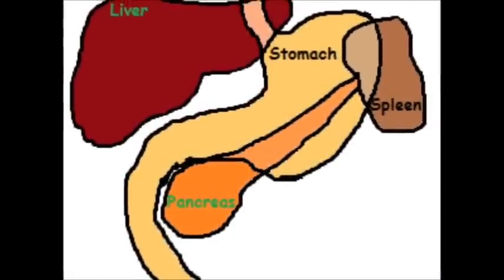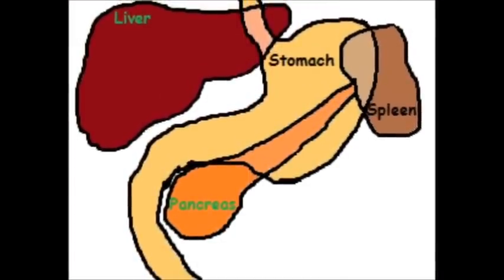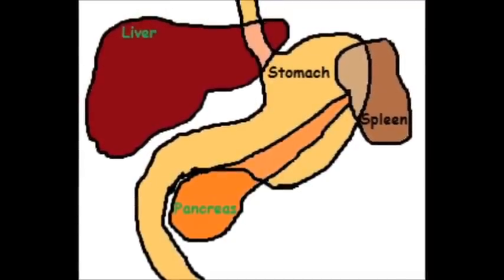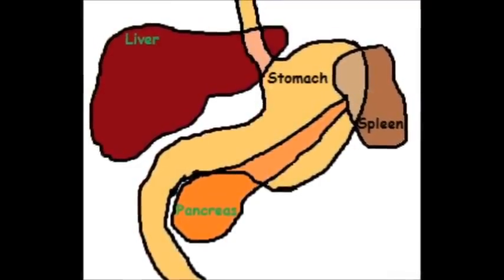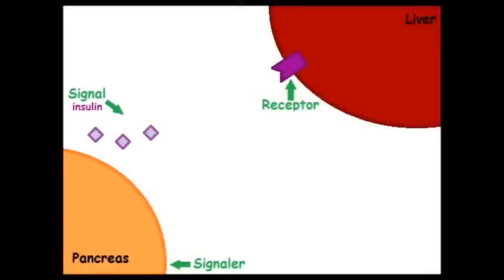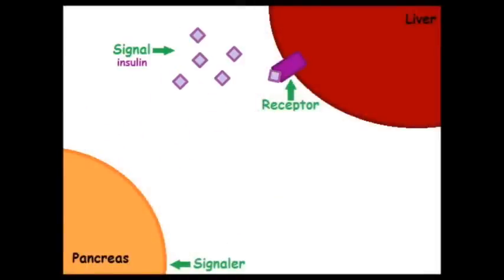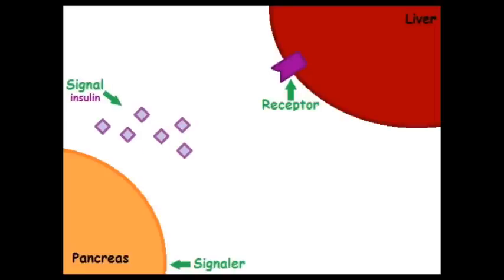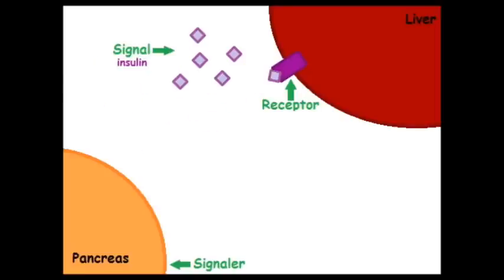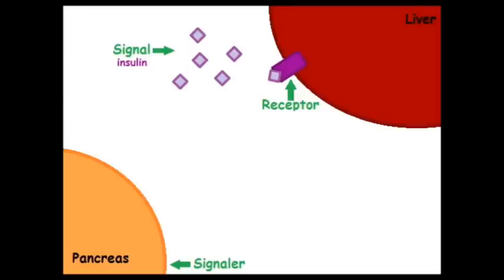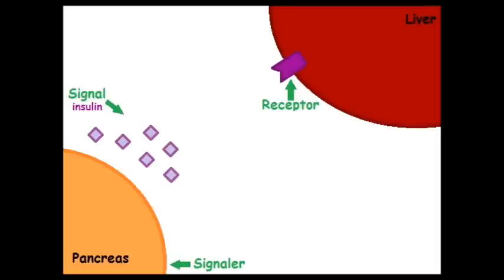Similarly, in our bodies, the pancreas tries to communicate with the liver. The pancreas beta cells are the signalers that send a message through insulin by secreting it into the bloodstream. These signals make their way through the body and are recognized by liver cells. Insulin receptors on the surface of these cells receive the insulin signal.